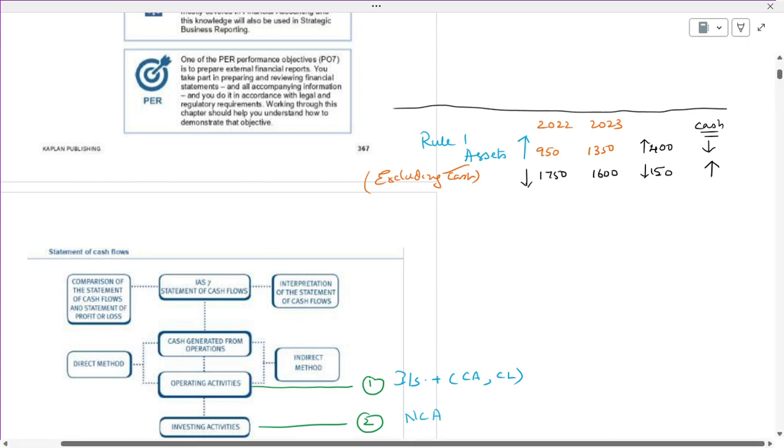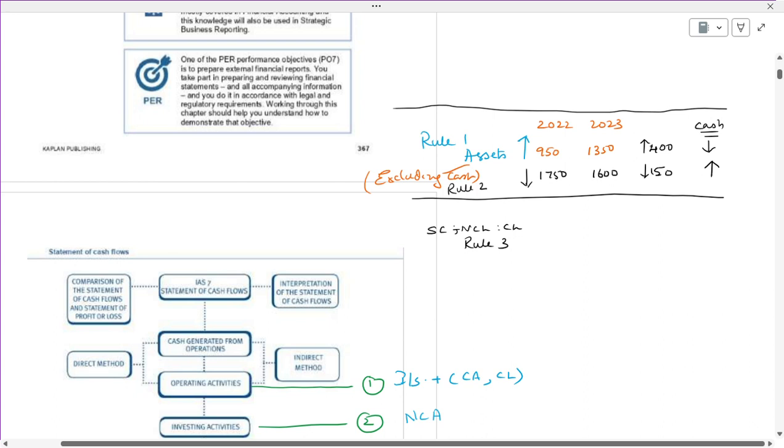I will put rule number 1, rule number 2. I will ask these rules every time. The same thing happens with respect to share capital, non-current liabilities, and current liabilities. This is rule number 3.